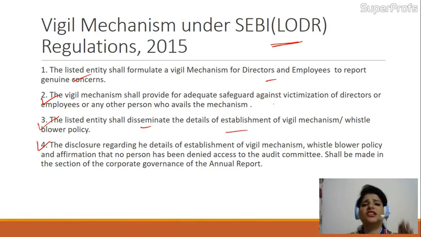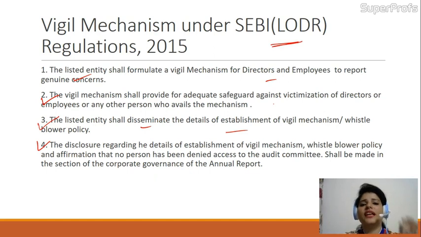Third one is that the listed entity should disseminate information about establishing the whistleblower mechanism. Look, if the people in the organization are not well aware of the process that a company follows for whistleblowing, then that employee would not have any idea whether the company is following a certain approach towards whistleblowing or not. So the third one is that the company, voluntarily on its own part, should disseminate the information to the employees of the company that the company has established a vigil mechanism.